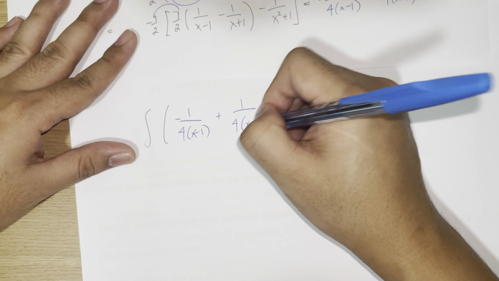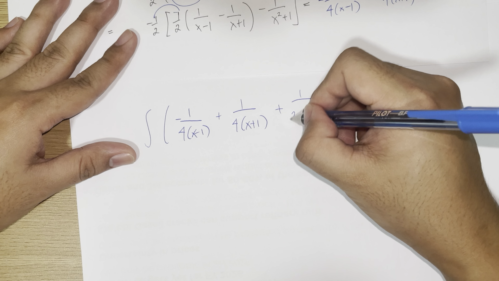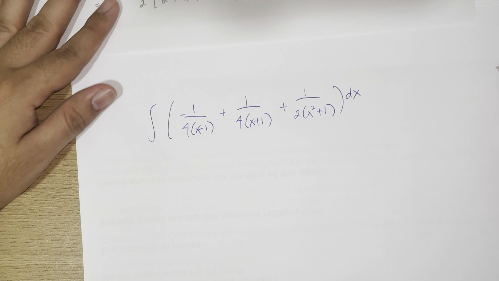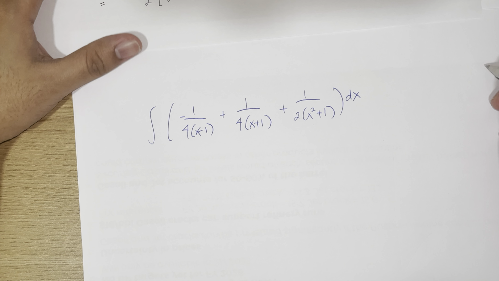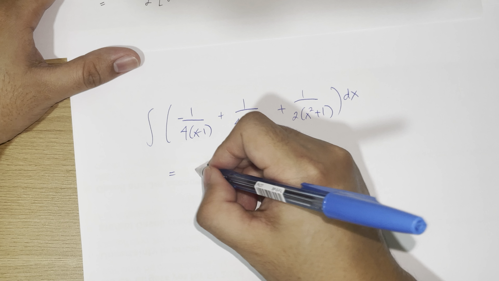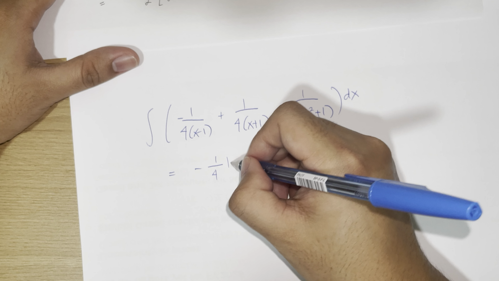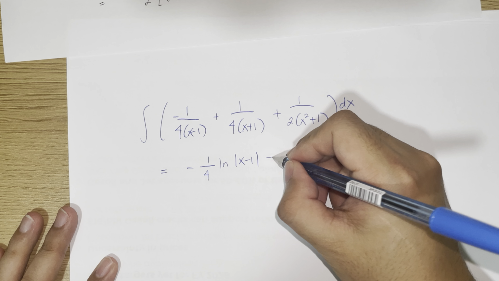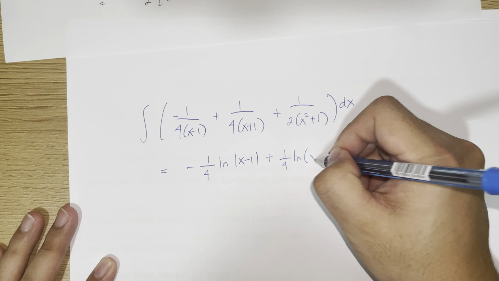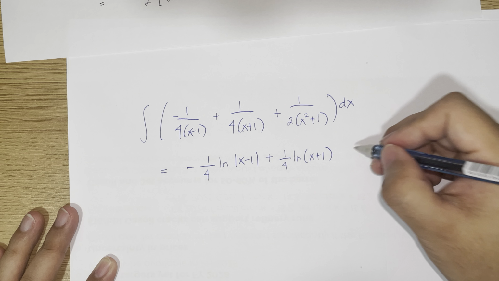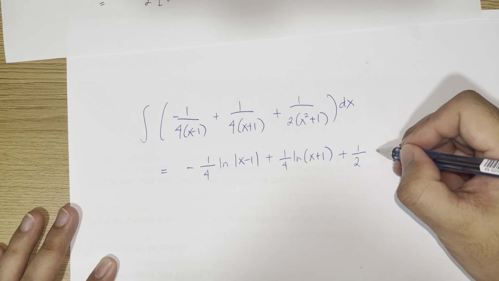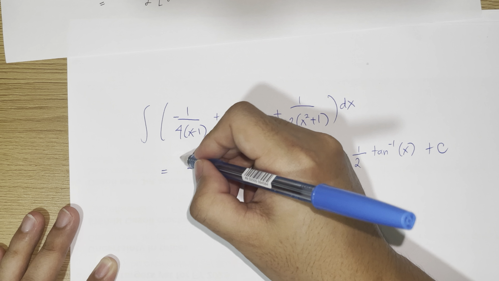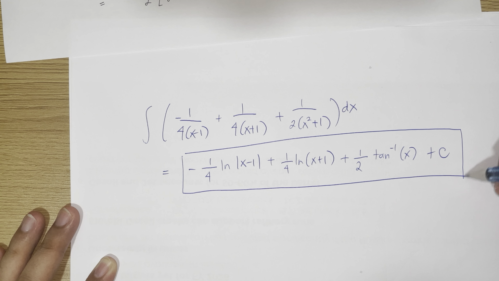So the integral that we want is the integral of negative 1 over 4 times x minus 1, plus 1 over 4 times x plus 1, plus 1 over 2 times x squared plus 1, dx. We just evaluate individually. This is negative 1/4 of ln of x minus 1, plus 1/4 of ln of x plus 1, plus 1/2 of tangent inverse of x, plus c. And that's our final answer.